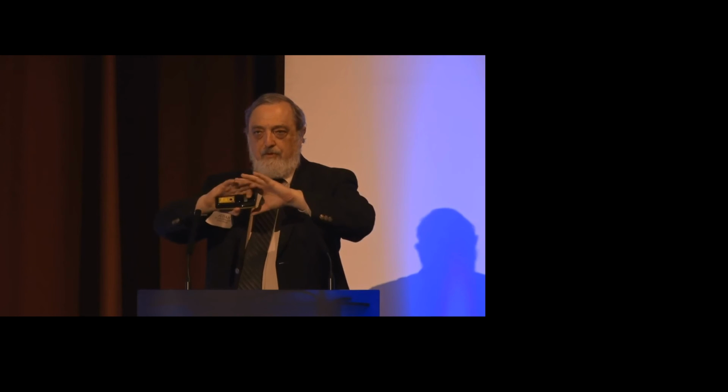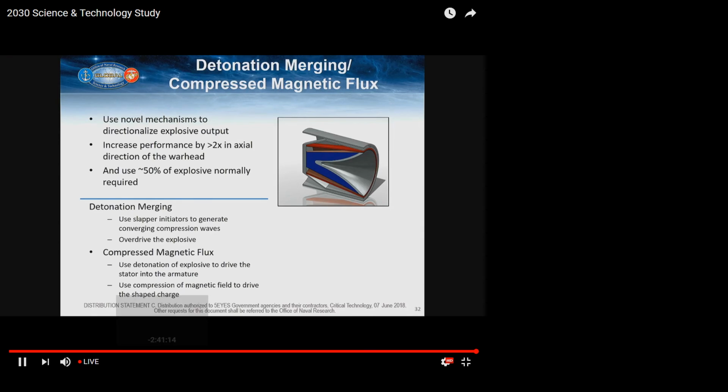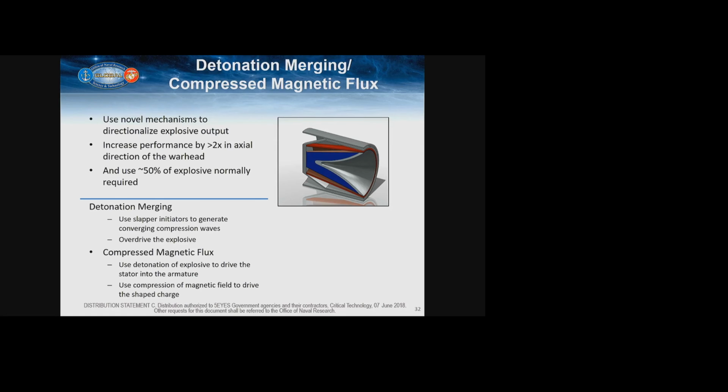So normally when you set off an explosive, it goes off in 360 degrees, and only a very small fraction of the explosive energy is generated in the direction that you want. But with this concept, you set it off from behind, but this outage here is really a slapper.